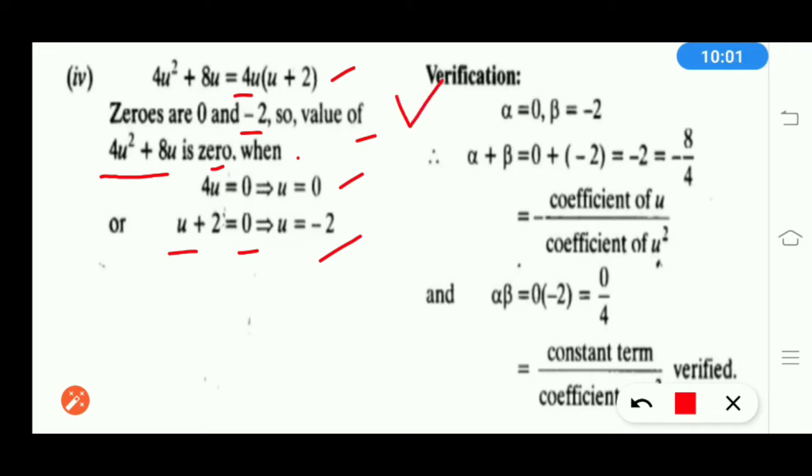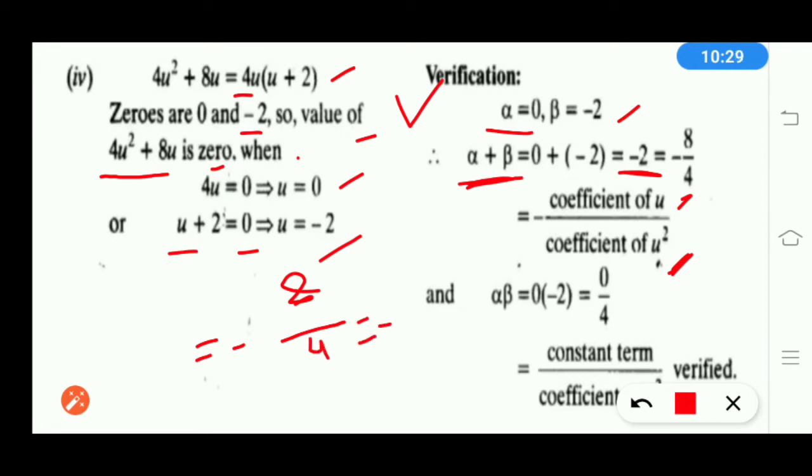Clear? So let alpha equal 0 and beta equal minus 2. So alpha plus beta equals minus 2. Okay, so the value of alpha plus beta equals minus 2. Next, minus of the coefficient of u, divided by the coefficient of u square. So minus of the coefficient of u, that means 8, divided by the coefficient of u square, that means 4.